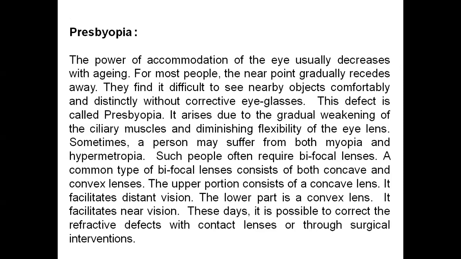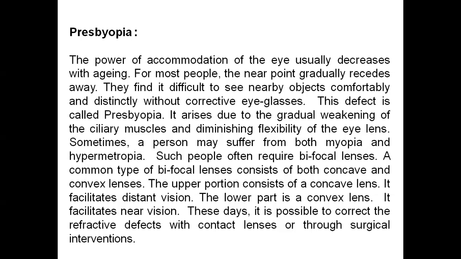Now the third point is presbyopia. This defect comes when a person's age passes 60 and above. At that time we find this type of defect. The power of accommodation of the eye usually decreases with age. For most people, the near point gradually recedes away. They find it difficult to see nearby objects comfortably and distinctly without corrective eyeglasses. So this defect is called presbyopia.